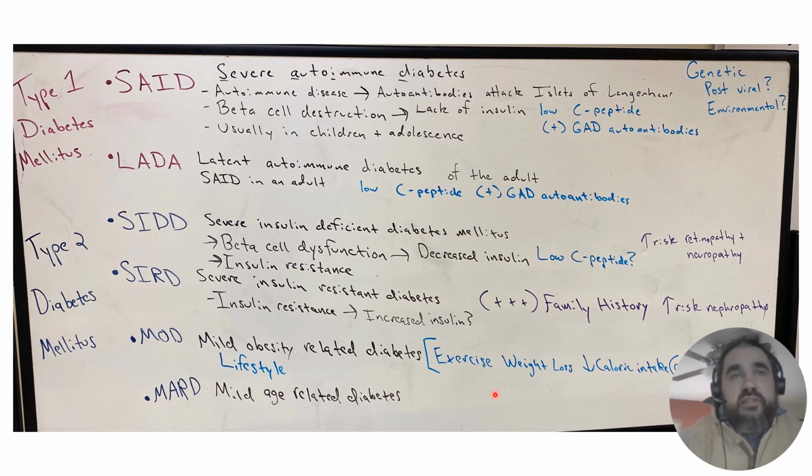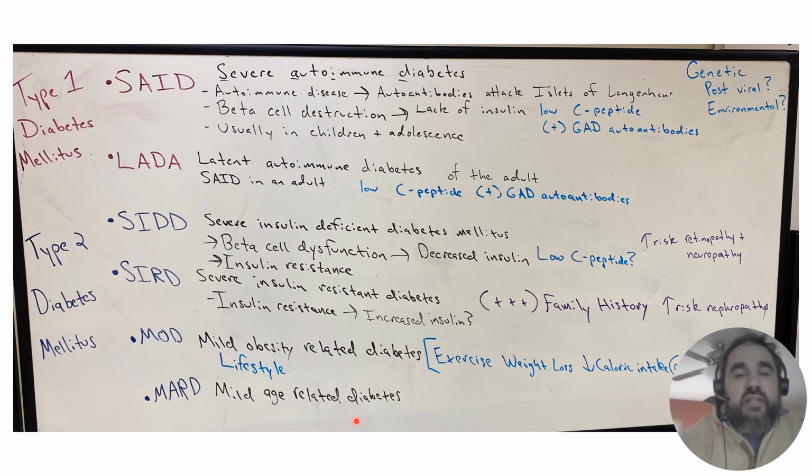So exercise improves insulin sensitivity. Decreasing caloric intake, especially carbohydrates, can improve insulin sensitivity, and so can weight loss. Of course, exercise and decreasing caloric intake will lead to weight loss. And these patients oftentimes have bariatric surgery, and it significantly improves their insulin sensitivity.